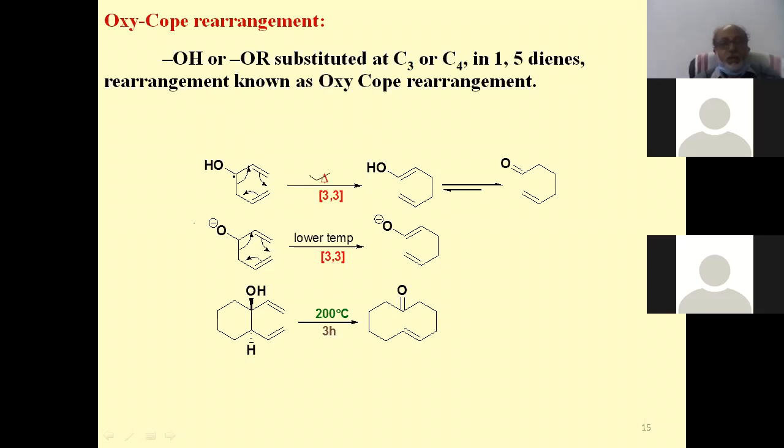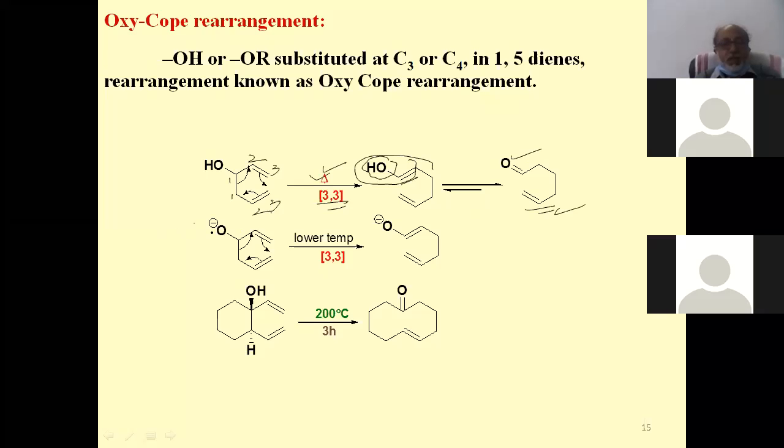So you can quickly see what bond is breaking. This is 1, 2, 3, and this is 1, 2, 3. So this is going to be a 3,3 sigmatropic shift. It is going to take this path normally. And see, this OH group is there. Once this OH group is there with the diene, it becomes an enol. So that is very simple, and the equilibrium will shift this side.